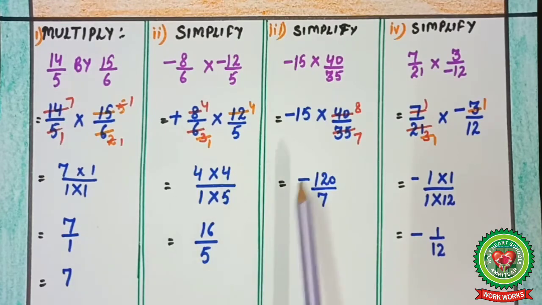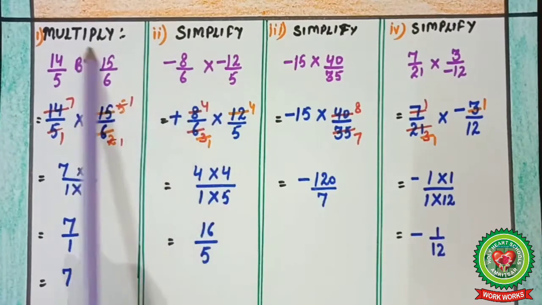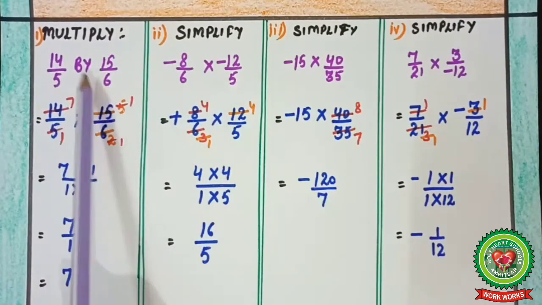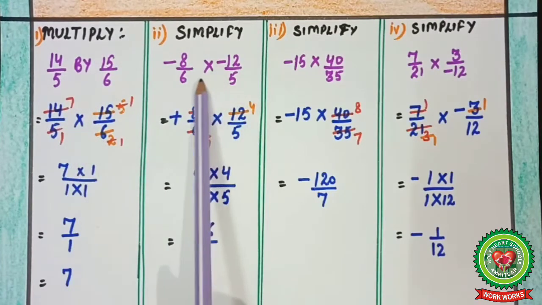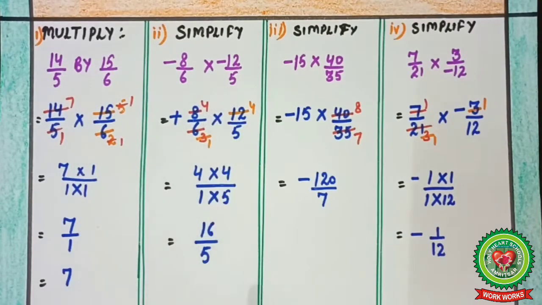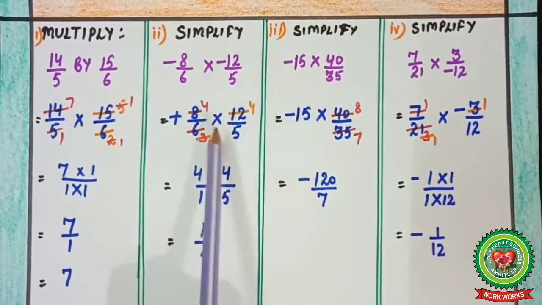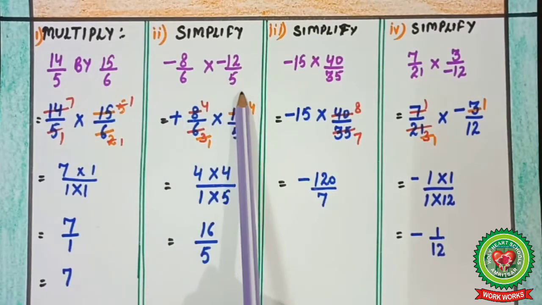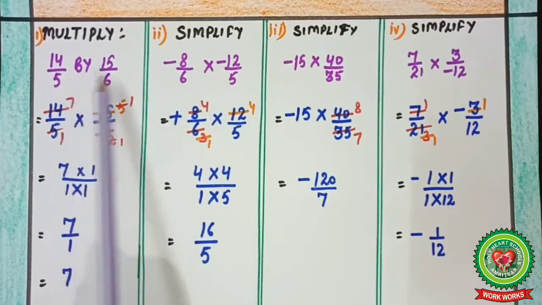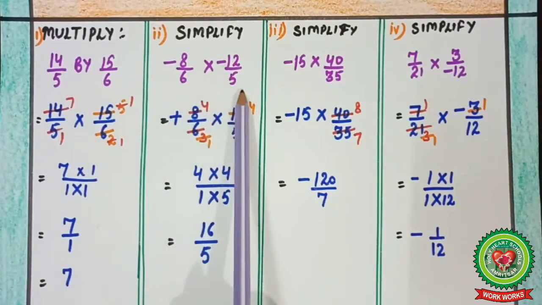So the next example is simplify. Now here you can see that the statement is changed. Earlier the statement was multiply this by this, so we changed the word by with the sign of multiply. Now there is no by word here, so you will directly put the sign of multiply. Now here, student, you can see minus 8 upon 6 multiply by minus 12 upon 5. Earlier we took one example in which both rational numbers had plus signs. Now I have taken an example with both as minus signs, right?